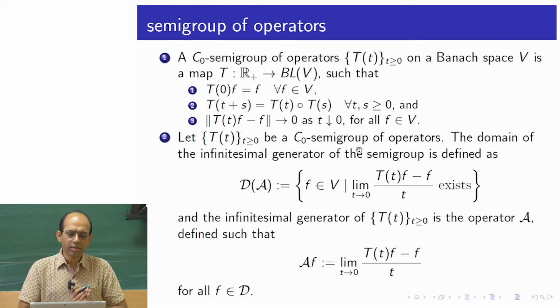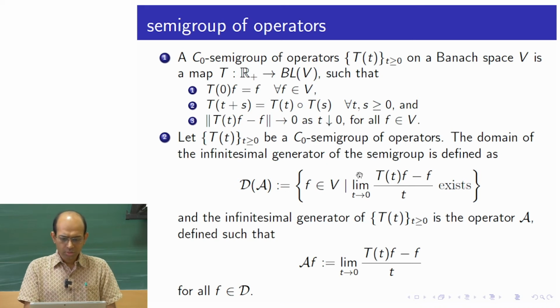It is not necessary that the domain of the generator, the way we are going to define it, would include the whole space V. So here we actually define both together, the operator and its domain. The domain of the infinitesimal generator of the semigroup is defined as follows. Here first is the domain.